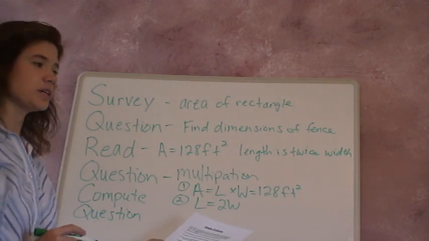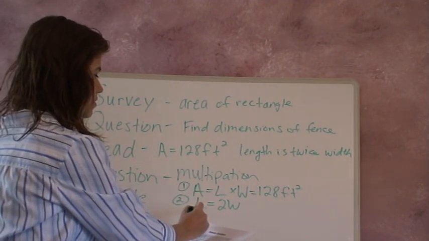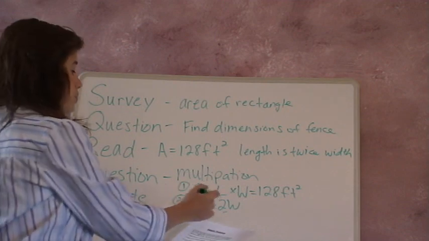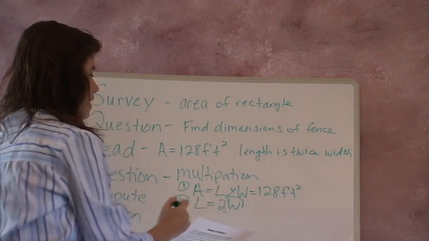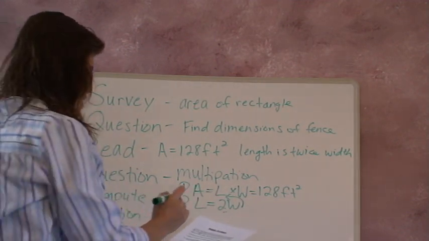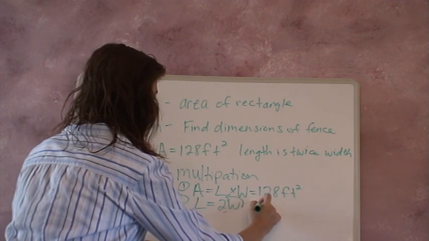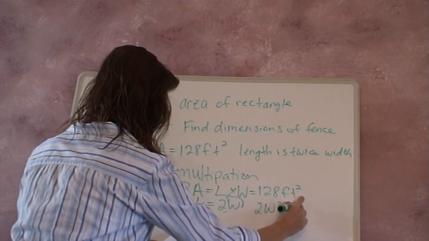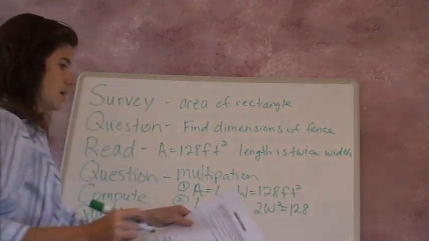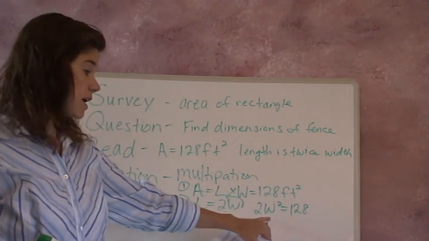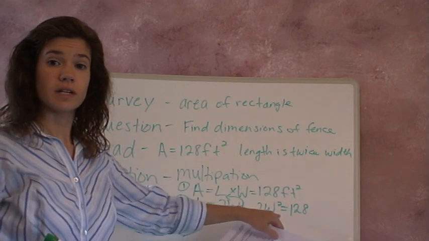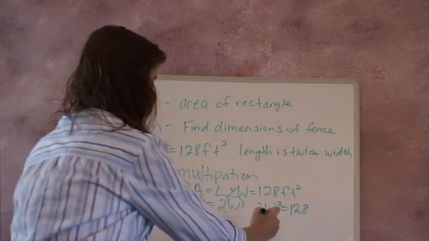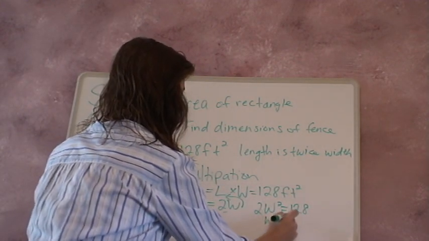Now what we can do here is go ahead and substitute. So if L equals 2w, we can put in 2w here for L. And we get 2w squared equals 128. And then I assume you can solve that. You divide by 2 and then take the square root, and you end up with w equals 8.